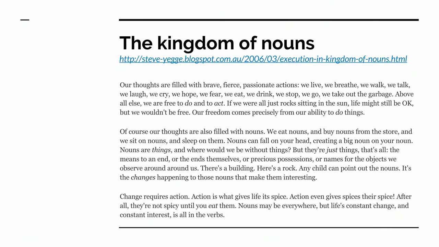This is an amazing article that I highly recommend to anyone who is working with engineers or interested in engineering. It's called The Kingdom of Nouns, and it's talking about how in OO programming, the nouns are really dominant, but we really don't privilege the verbs as much as we should. I'm not going to read this to you, but the idea is that nouns are things, and they're useful things, but the world isn't just made of things. Action is actually what builds our world.